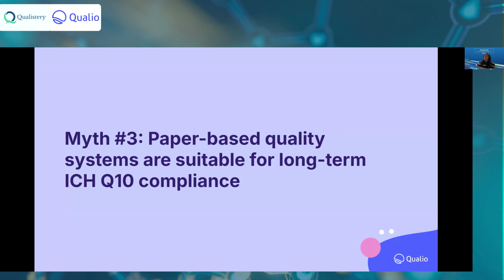Paper-based quality systems are sustainable for long-term ICH Q10 compliance. Do they work? Yes. Are they robust and easy to use? No. I think paper gets lost all over the place. It's extremely difficult, and even cumbersome. Multiple systems trying to manage these are not as easy as using singular EQMSs that are built for that purpose.